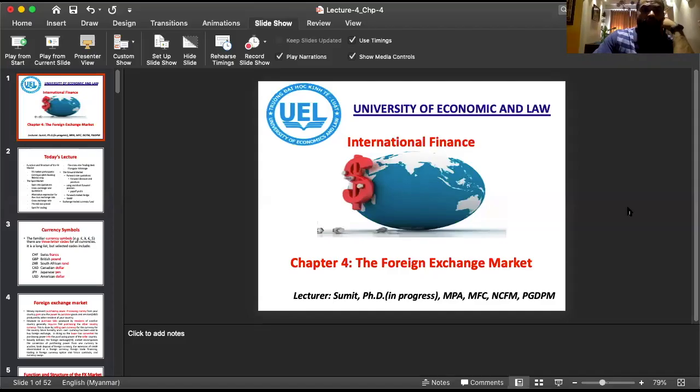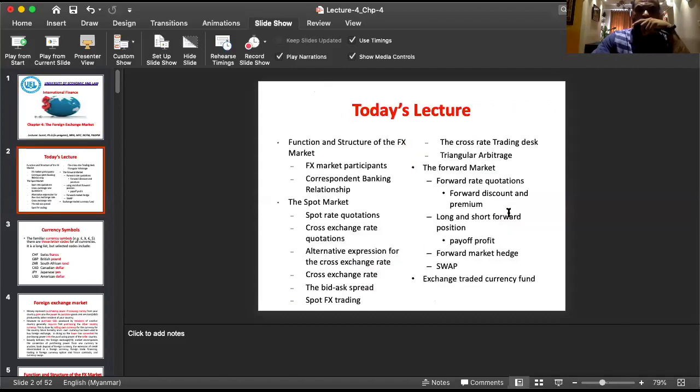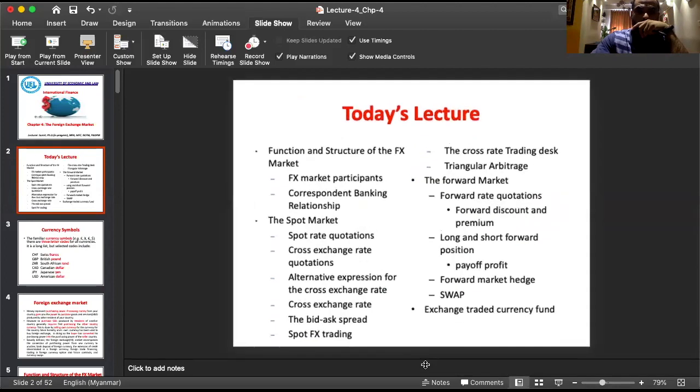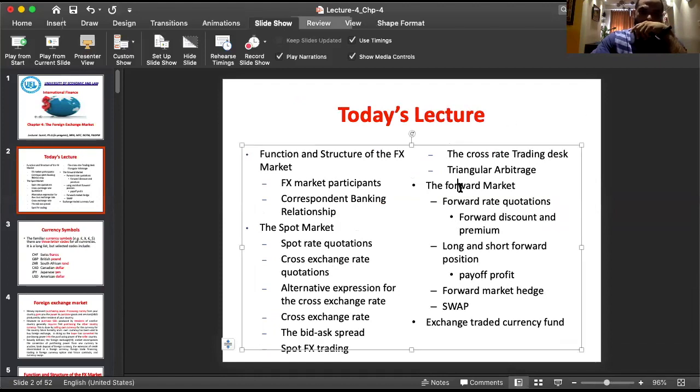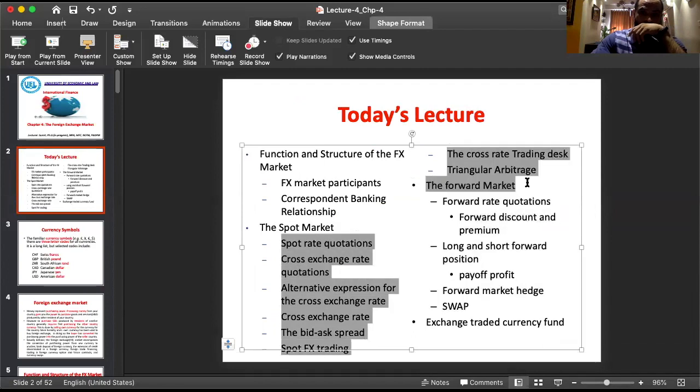So topic four is about foreign exchange markets. In this one, we will study two kinds of markets: forward markets, which is here, and spot markets. The spot market is completely full of calculations, calculations about exchange rates, which are sometimes complicated. So make sure you pay attention to these things, right? And then later on, we will talk about the forward market.